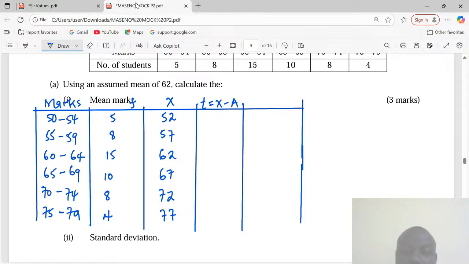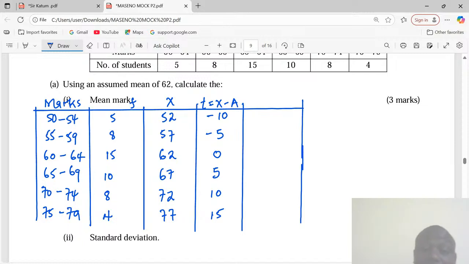The first value of t shall be, we take 52 and we subtract 62. I'm getting negative 10. Then I take 57 and I subtract the same value. I get negative 5. 62, I get a 0. Then here I'll get 5, 10, 15. So those are the values of t.